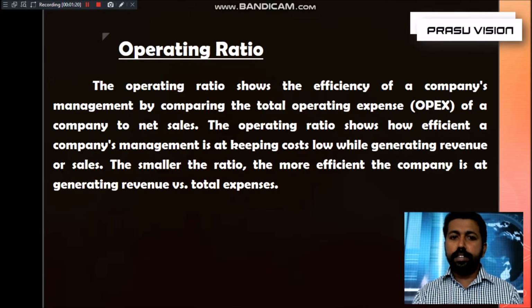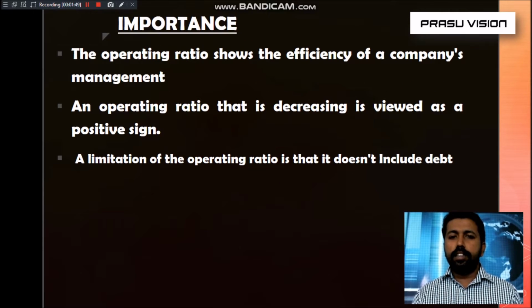It also helps the organization judge whether the decision taken by the management is a good one. A smaller or lower ratio is always a good sign for the organization. The ratio indicates a lower amount of operating expenses. So we will learn in detail the importance of this ratio.